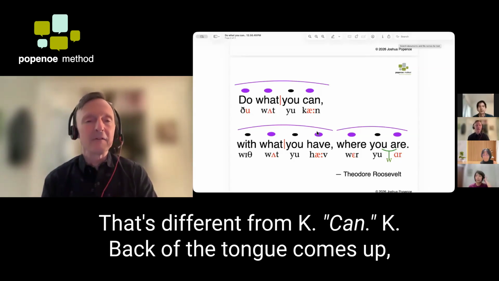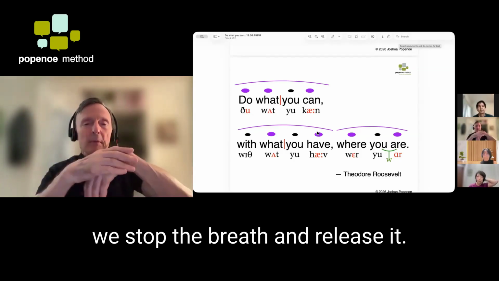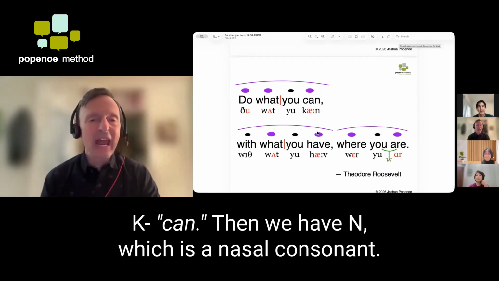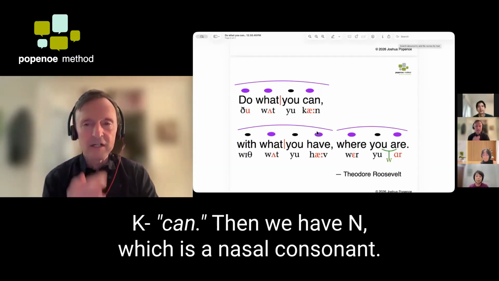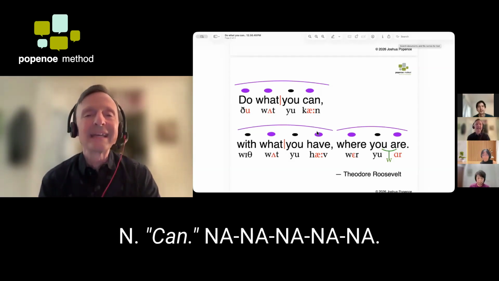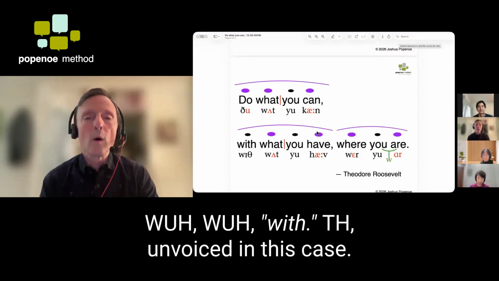Can. K. Back of the tongue comes up. We stop the breath and release it. K. Can. Then we have N, which is a nasal consonant. Nose is open. N is touching here. N. Can. Na. Then W again.